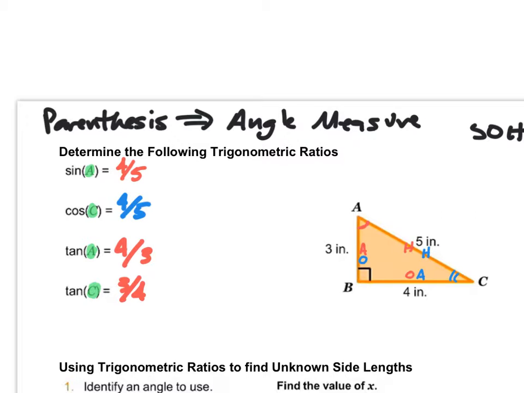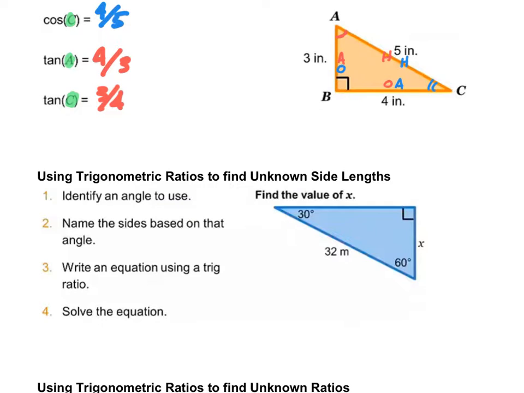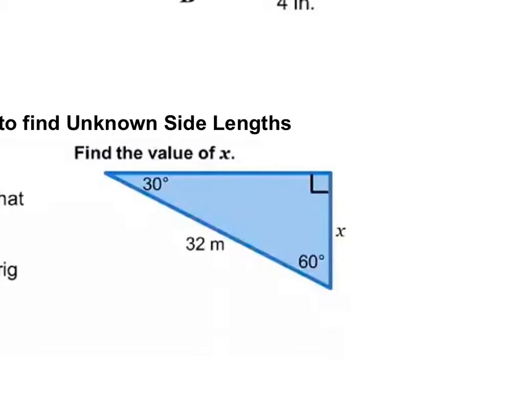All right, so now we're going to take this idea. Once we're able to write out these trig functions, we're going to figure out how to use these ideas to find unknown side lengths in a right triangle. So what I want to do is show you. It says identify an angle to use, name the sides based on that angle, write an equation using a trig ratio, and then solve that equation. You can do a number of things, but let's take a look at this. You can either use the 30-degree angle or the 60-degree angle. I'm going to use both.